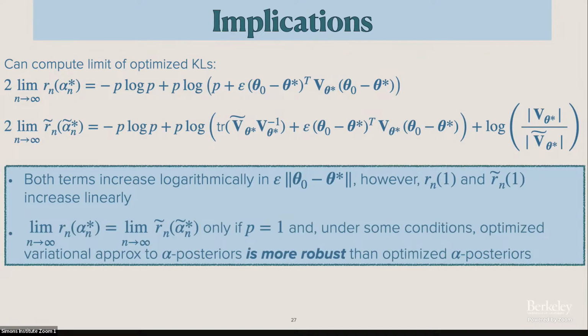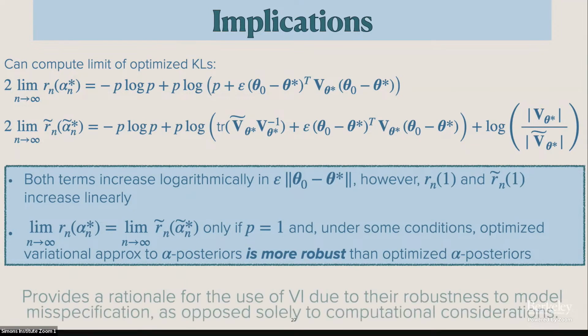I'll also say that under some conditions that we can characterize, optimized variational approximations to the alpha posteriors are actually more robust than the optimized alpha posteriors. I was surprised at first that you get additional robustness with the variational approximation, but upon some reflection, perhaps I shouldn't be. We know that if you just smooth things when you estimate, that can give you some sort of robustness. What we're doing with the Gaussian mean field approximation is smoothing in some sense. So it's not surprising that there are some settings where this helps you out.